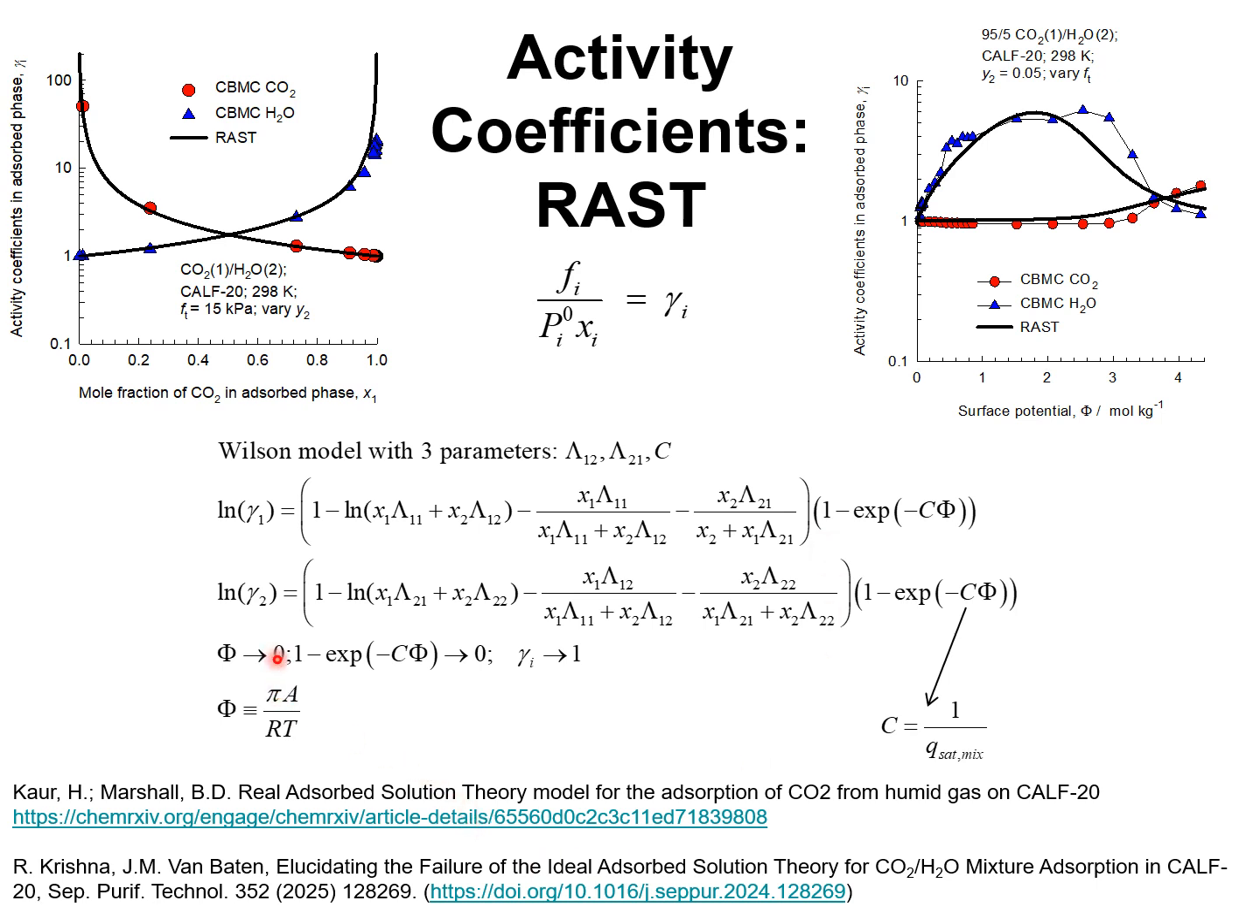So when phi tends to 0, 1 minus exponential of minus C times phi, which is this correction factor, tends to 0, and therefore gamma I tends to 1. So the introduction of such correction factors is of vital importance in setting up the proper RAST models to describe the variation of activity coefficients in the adsorbed phase mixture.